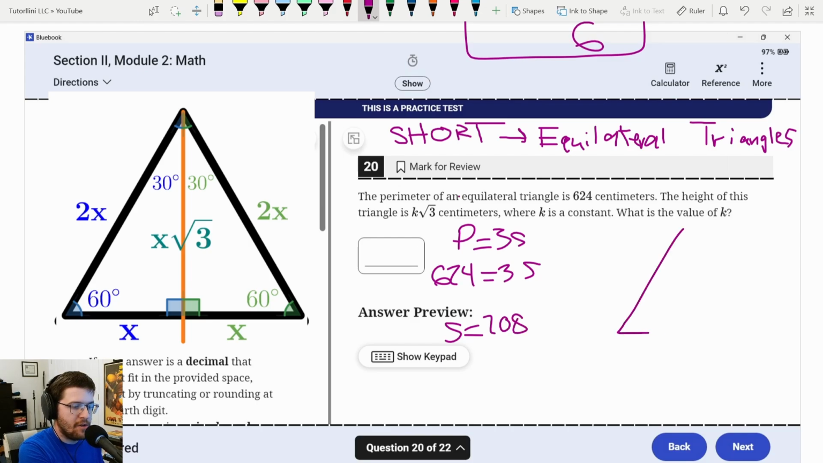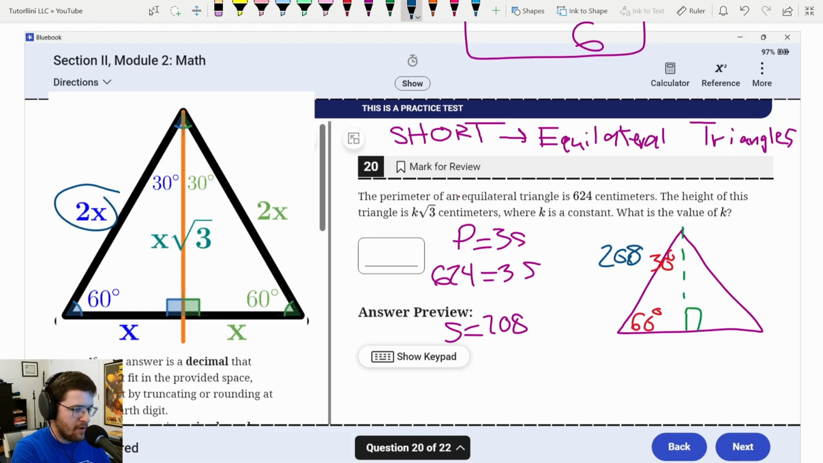Now, if I draw a picture, all the angles are 60, but as you can see in the diagram, on the left there, it gets split by the height into 2 equivalent 30, 60, 90 triangles. So if this side length is 208, and that is equal to 2x, well, if 2x equals 208, 208 divided by 2 is 104. That means x is 104. So this side here is 104.